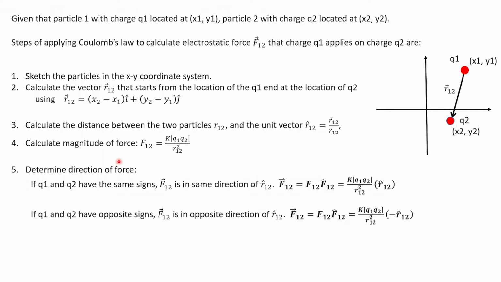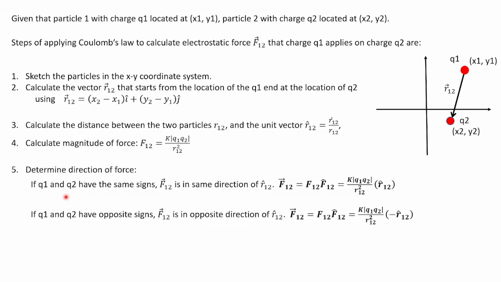The next step is to calculate the magnitude of the electrostatic force using Coulomb's law: F12 equals K Q1 Q2 divided by the separation of the two charged particles squared. Remember that it's squared. Once we know the magnitude, we have to determine the direction of the force. For that, we have to know the polarity of the charges, which is the signs of the charges.